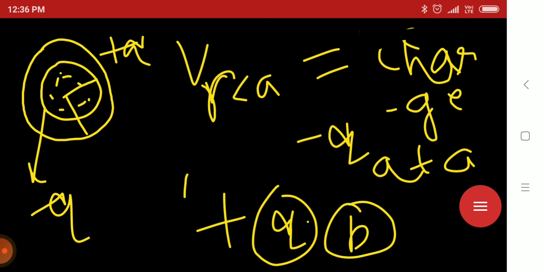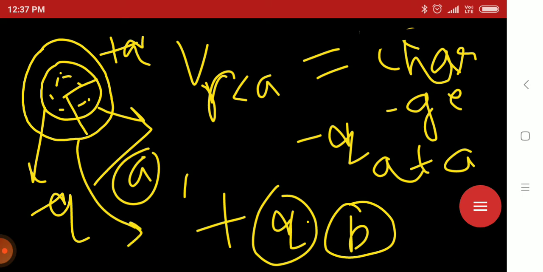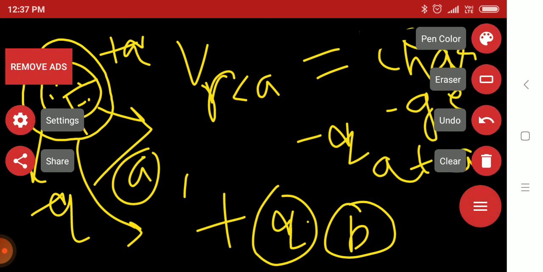So first of all you have to see one thing. With respect to radius A shell, the radius R is in inside position, and with respect to radius B shell, that means where plus Q charge is there, the smaller radius point is also inside. So let's write this.